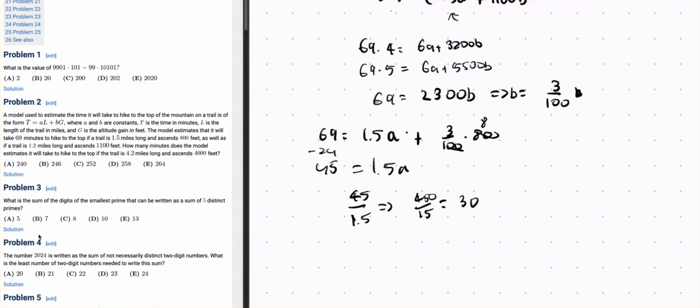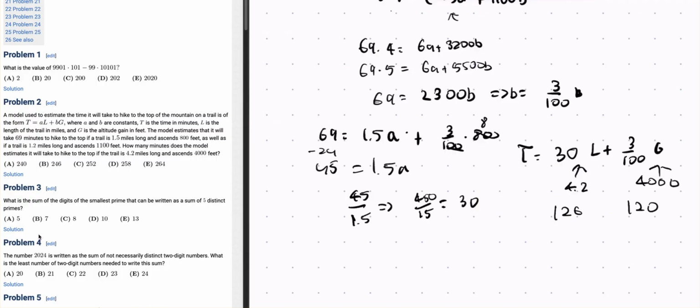And now, since we know both A and B, we just plug it in. So T is equal to 30L plus 3 over 100 G. Since it's 4.2 miles long and ascends 4,000 feet, we plug that in. That gives us 126. And this one gives us 40 times 3, which is 120. If we add those two, it's going to give us 246, which is answer choice B. So number 2 is B.